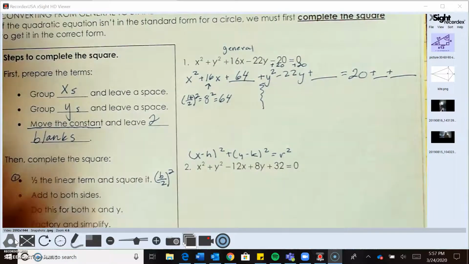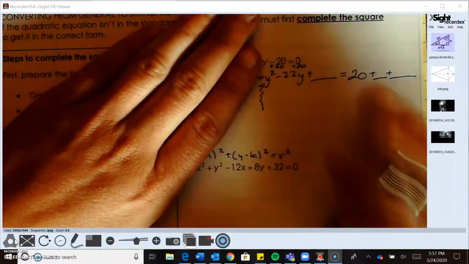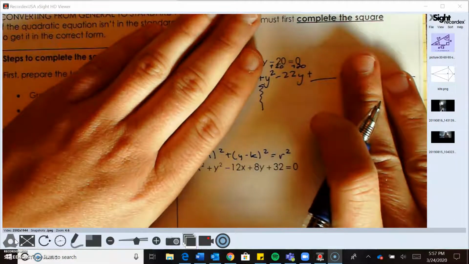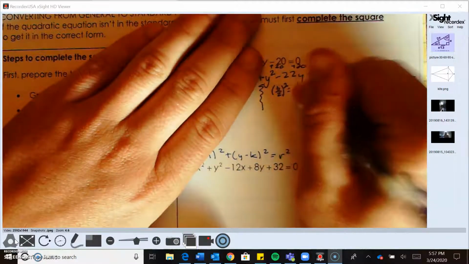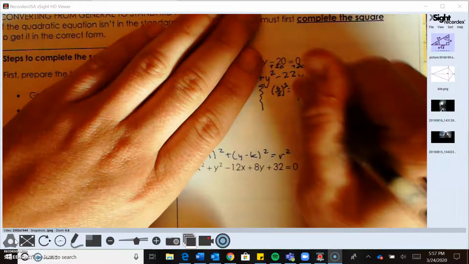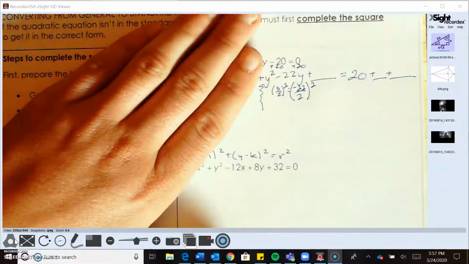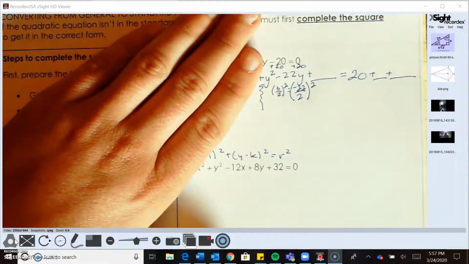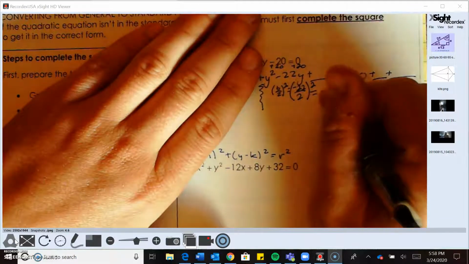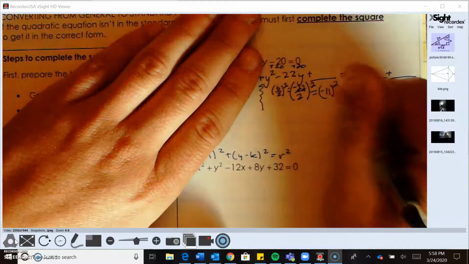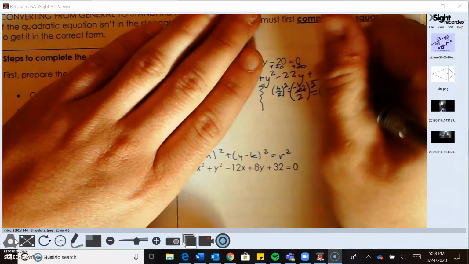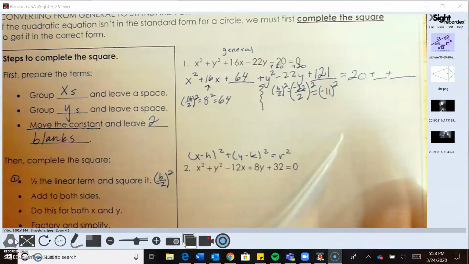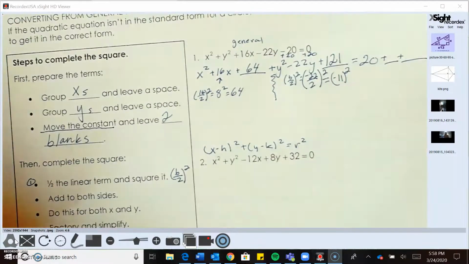Then I'm going to do the same exact thing, but with just my y's. So pretend just the y's are there. Y squared minus 22y plus blank. Well, I take b over 2 squared, where my b is negative 22, over 2, and square it. Negative 22 over 2 is negative 11 squared. Negative 11 squared, remember it's always going to be positive. Plus 121. If you get a negative, then you did something wrong. Probably how you put it in the calculator.